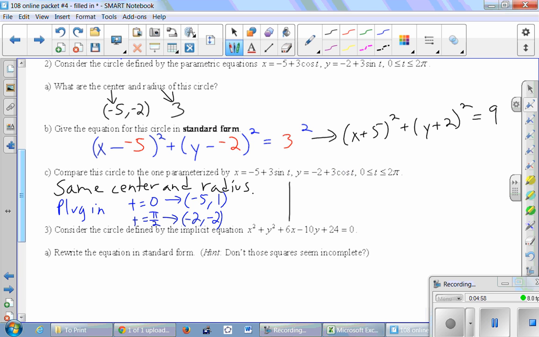Okay, and so then a real quickie sketch will give us a sense here. So (-5, 1) is out here, (-2, -2) is down here. And we said that the center of the circle was (-5, -2), which is there. So this circle is getting traced out clockwise. So this one starts at (-5, 1), and goes clockwise.